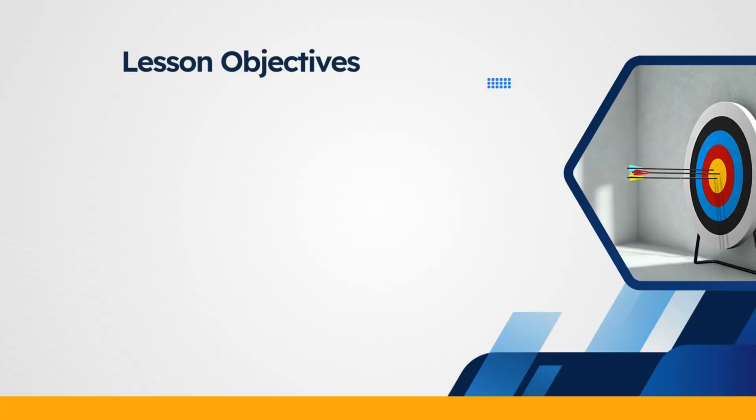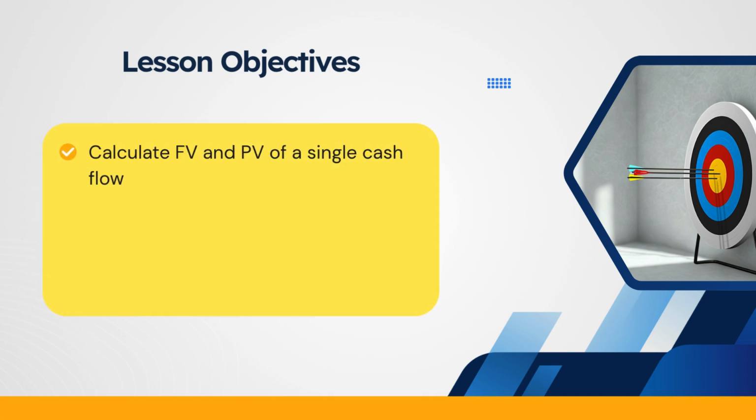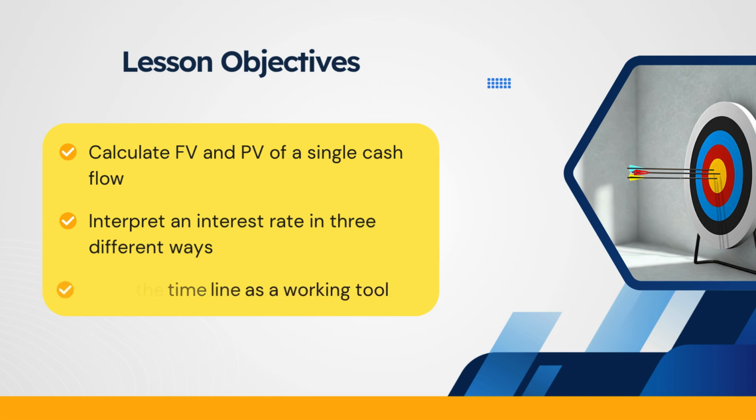By the end of this lesson, you'll be able to do three things. First, calculate the future value and the present value of a single cash flow. Second, interpret an interest rate in three different ways, because the same number means different things in different contexts. And third, use a timeline as a practical working tool to keep track of when each cash flow occurs. Let's start with why money even has a time value.